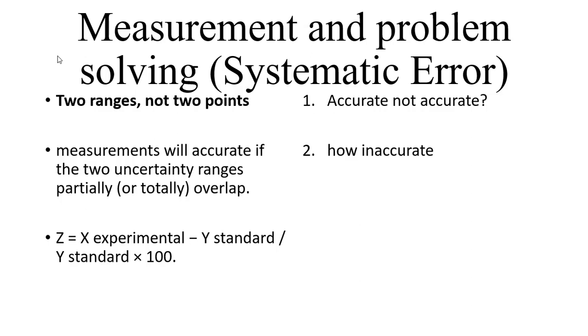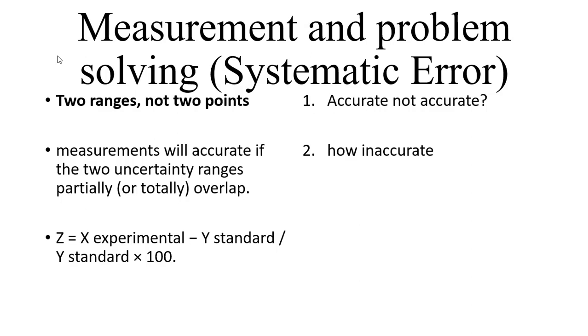The measurement will agree with the standard and be considered accurate if the two uncertainty ranges partially, or totally, overlap. The measured value and true value will be discrepant and be considered inaccurate if the two ranges do not overlap. Measurements are either in agreement or are discrepant. There is nothing in between. When the values are determined to be discrepant, we determine how much the difference is by the following equation. Z equals X experimental minus Y standard divided by Y standard times 100.